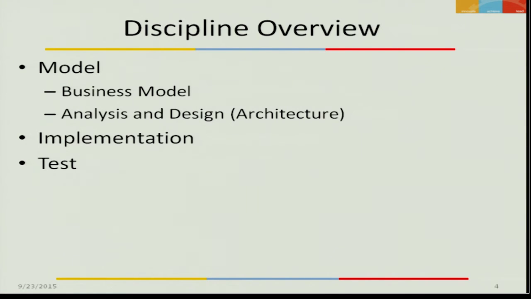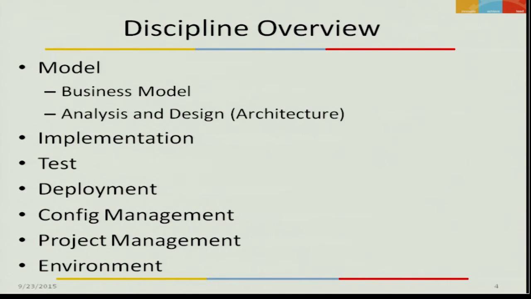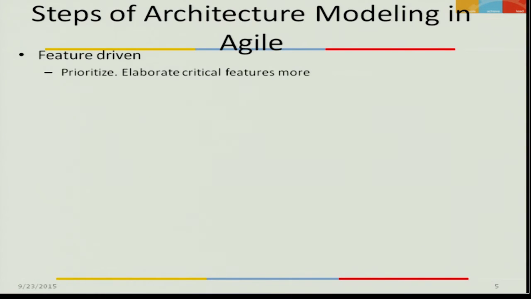Then there is implementation, test, deployment, configuration management, project management, and managing the environment where it is running, of which the model part is of our interest, where one creates architecture and recreates architecture as and when new features come in. These are always changed, and model and implementation are very tightly coupled. So it is basically feature driven. A bunch of features are identified, then prioritized. The critical features, according to priority, are elaborated more. So architecture for those critical features should be elaborated in much more detail than non-important features.